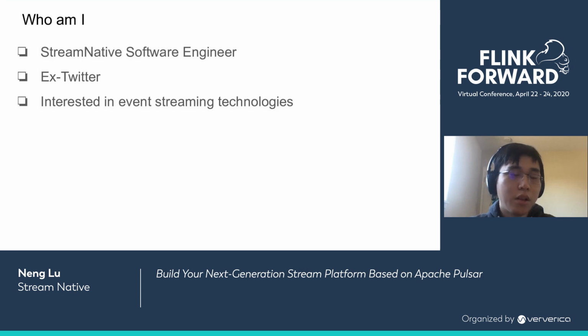So first of all, let me introduce myself a little bit. My name is Neng Lu. I'm currently a software engineer at Stream Native. I'm working on the functional or core processing part of the Apache Pulsar project, as well as working on the cloud infrastructure stuff. Before joining Stream Native, I worked at Twitter in the real-time compute team, where we built streaming solutions like Storm and Heron. And I'm generally interested in the event streaming technologies field.